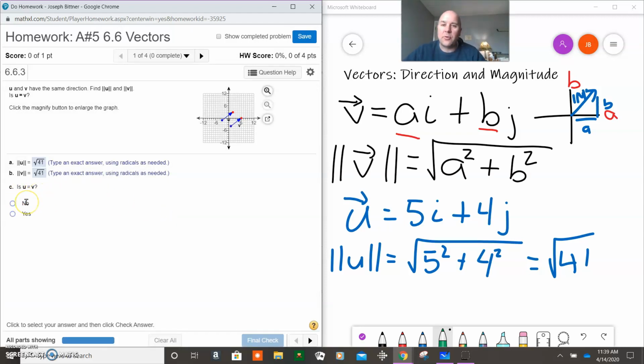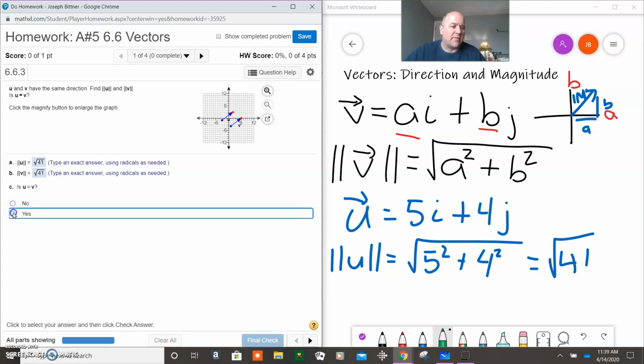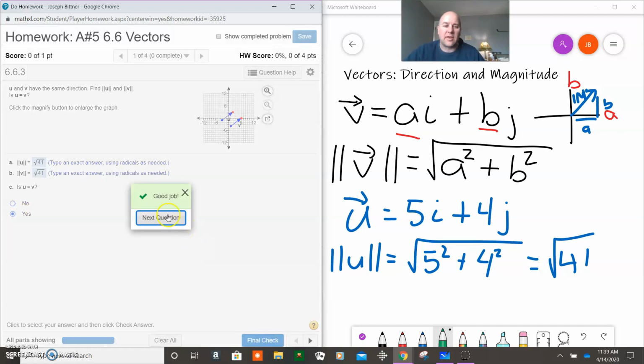Is u and v equal to each other? And for them to be equal, they're going to be going in the same direction and have the same magnitude. And as you can see, they do have the same magnitude. So yes, they are the exact same.